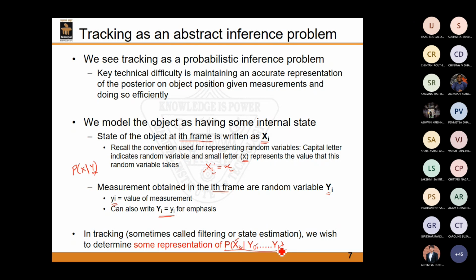This is just another expression for representing this, but all we are saying is that we are taking all the observations. This type of tracking can also be called filtering, because we are using the Kalman filter here. Another term that we use is state estimation, because what we are trying to do is estimate the state of the object. So the term is either state estimation or filtering, and basically it is doing the tracking here.